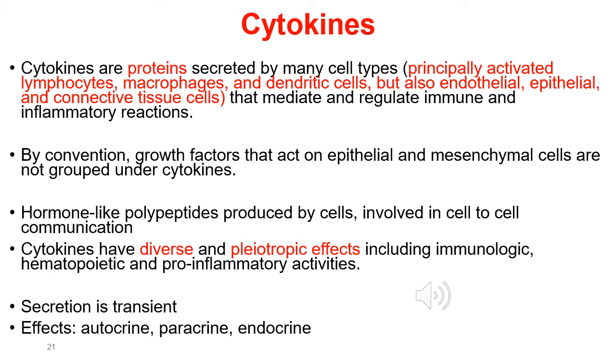pathway, which means they are secreted from a cell to have their effect on the same cell, or to have their effect on an adjacent, nearby cell, which we call paracrine, or even to be secreted into the circulation and have their effect on remote or distant cells or tissue, which we call the endocrine effect.